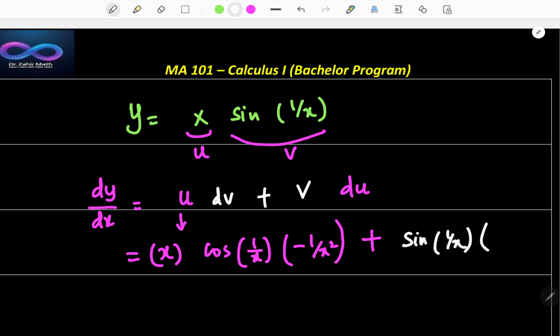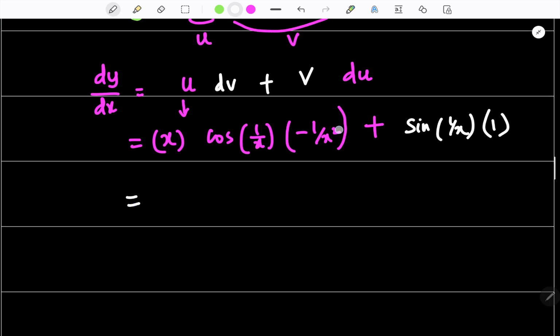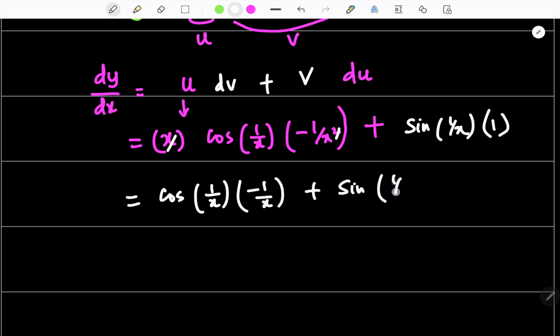What is your du? The derivative of x is what? 1. So this equals 1, and the x gets cancelled with this x. So cosine 1 by x times negative 1 by x plus sine 1 by x is your answer. This is your dy by dx.